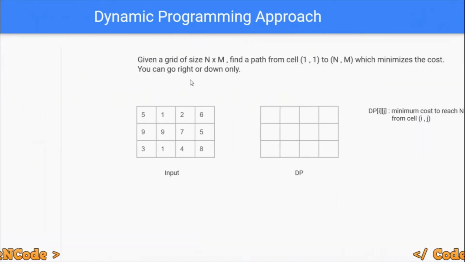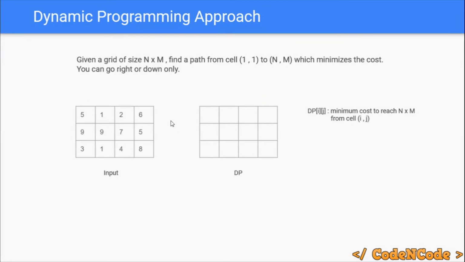So let's start. To solve the first kind of problem, where you have to start from cell 1,1 and reach cell n,m, we need to minimize the cost. The maximization is literally the same as the minimization one, so I'll be leaving that to you as an exercise. Now we have to minimize the cost of the path from 1,1 to n,m, and to do that we'll be using a 2D DP array of the same size as the input. Now dp[i][j] would store the minimum cost to reach n,m from cell i,j.